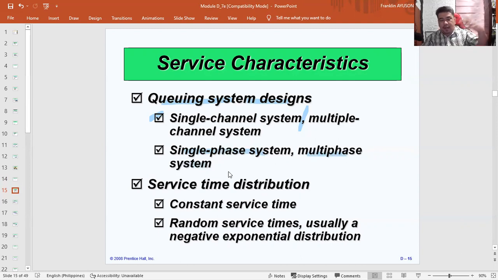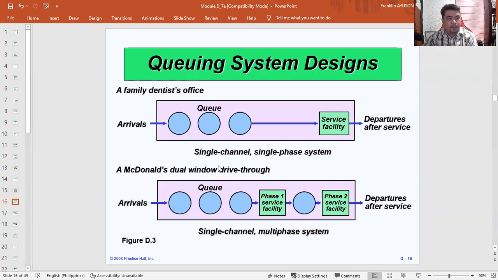So tatalo na natin para makita natin yung queuing system design. In this case, the queuing system design from arrival to queue to service facility and departure from service. So ang tawag natin dito, single channel, single phase, kasi meron lang tayong queue at meron lang tayong isang service facility.